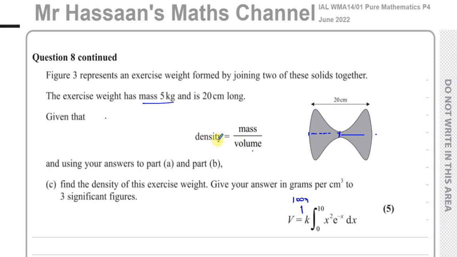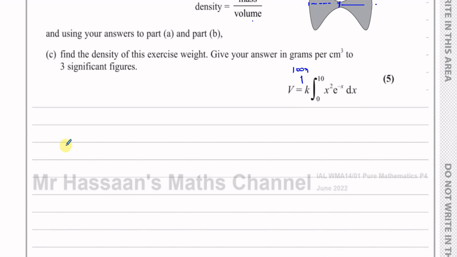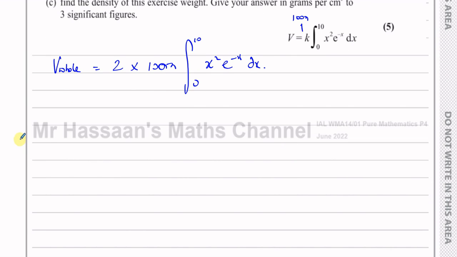Given that density is mass over volume, using your answer to part A and part B, find the density of this exercise weight, giving your answer in grams per centimeter cubed to 3 significant figures. So we know that the volume of the whole shape is going to be 2 times 100 pi times the integral from 0 to 10 of x squared e to the power of negative x dx, because you've got two of them stuck together. So the volume of the whole thing is 200 pi times the integral between 0 and 10 of x squared e to the power of negative x with respect to x.